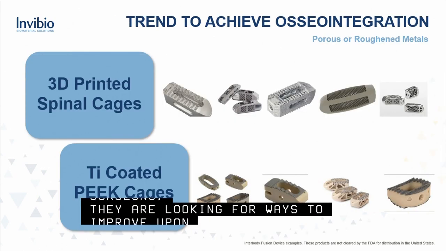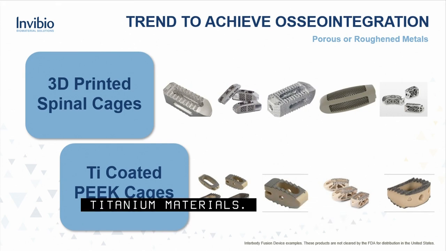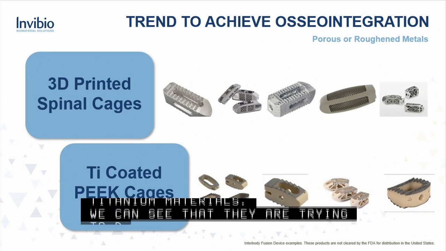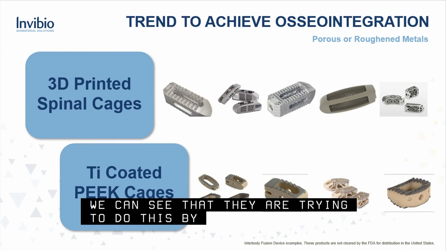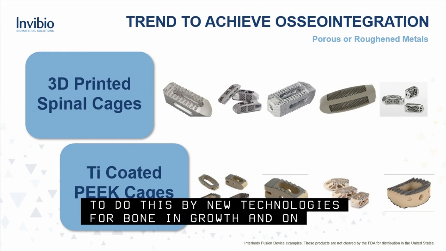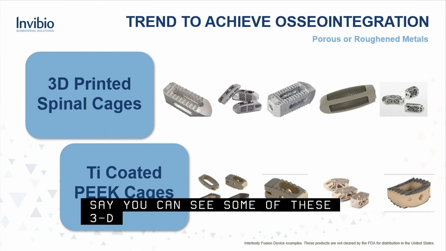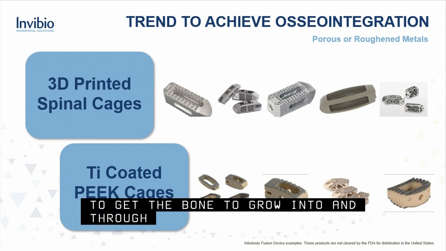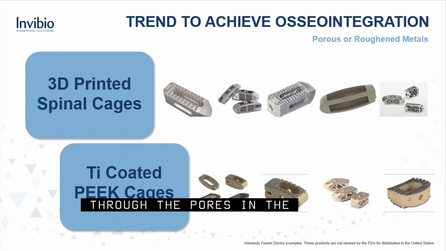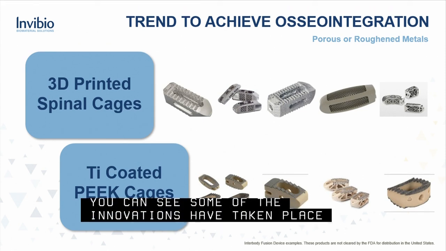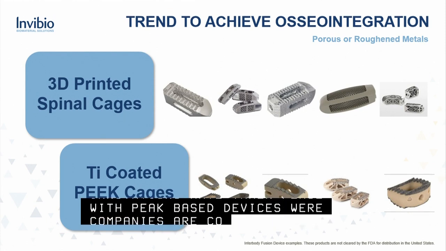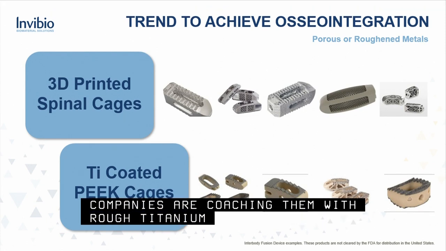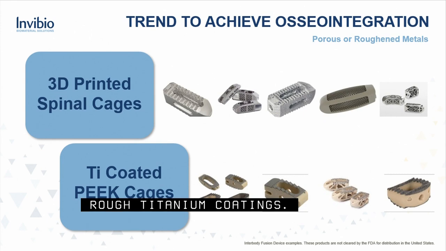We can see that they're trying to do this by new technologies for bone ingrowth and ongrowth. So you can see some of these 3D printed, additive manufactured porous metal cages where the goal is to get the bone to grow into and through the pores in the material to give us that primary stability. And you can see some of the innovations that have taken place with PEEK-based devices where companies are coating them with roughened titanium coatings on the end plates to give us a better bone ongrowth at the top and the bottom of the cages and better initial stability.